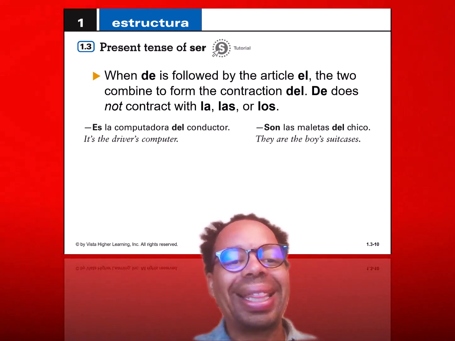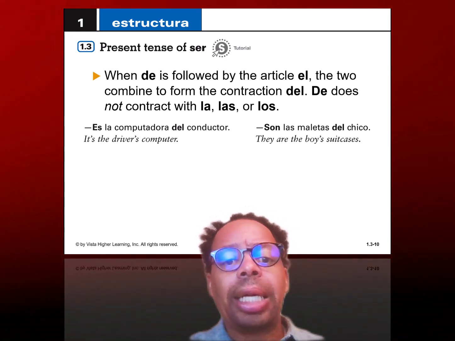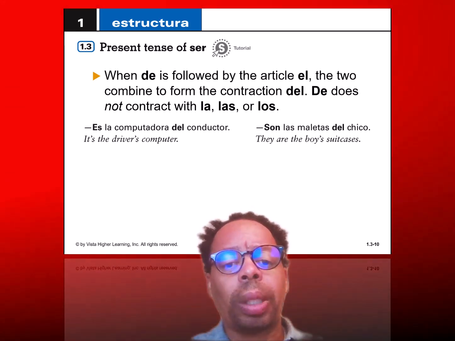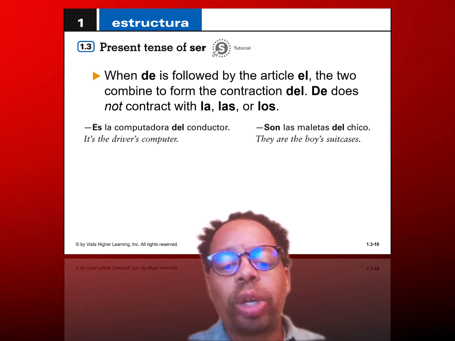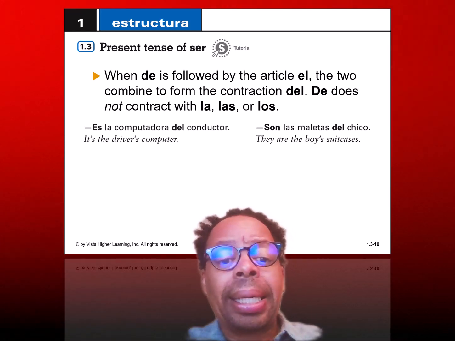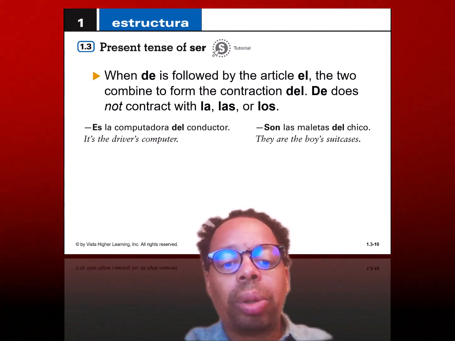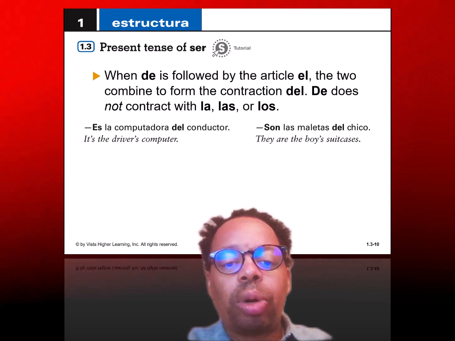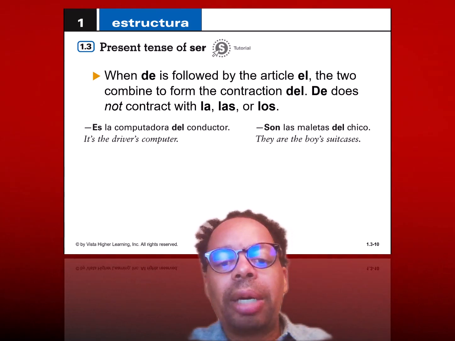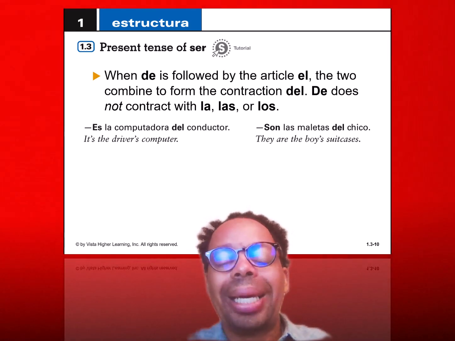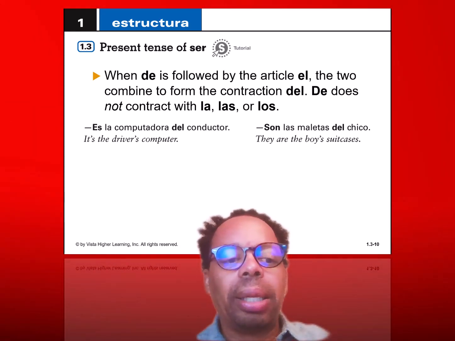Es la computadora del conductor. It's the driver's computer. Son las maletas del chico. So in this case, just like in the previous cases with possession, we're using the verb ser, followed by the noun that's being possessed, las maletas, the suitcases, and we use a plural form of the verb ser because we have a plural noun there. Del is our possession preposition, del chico. They are the boy's suitcases.